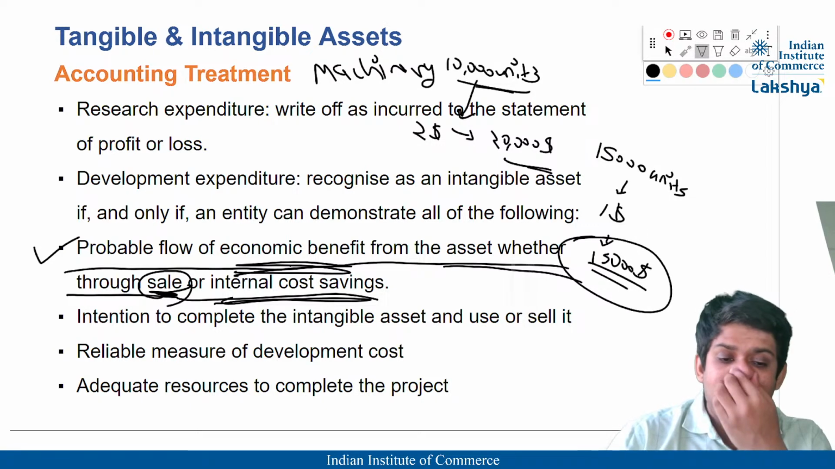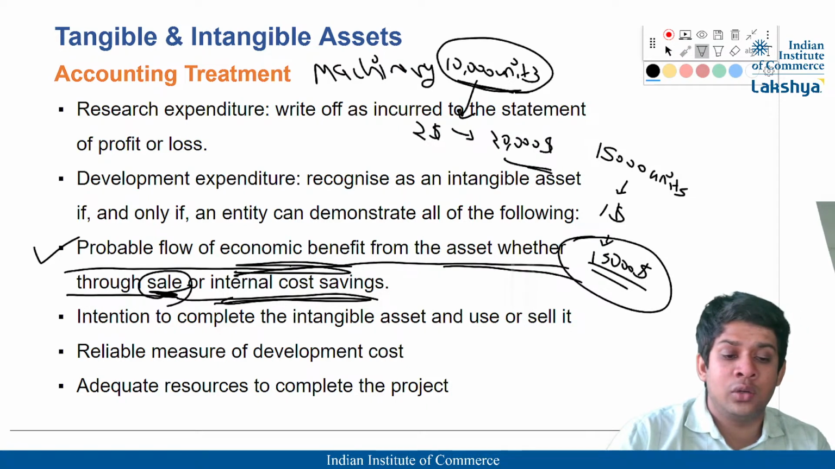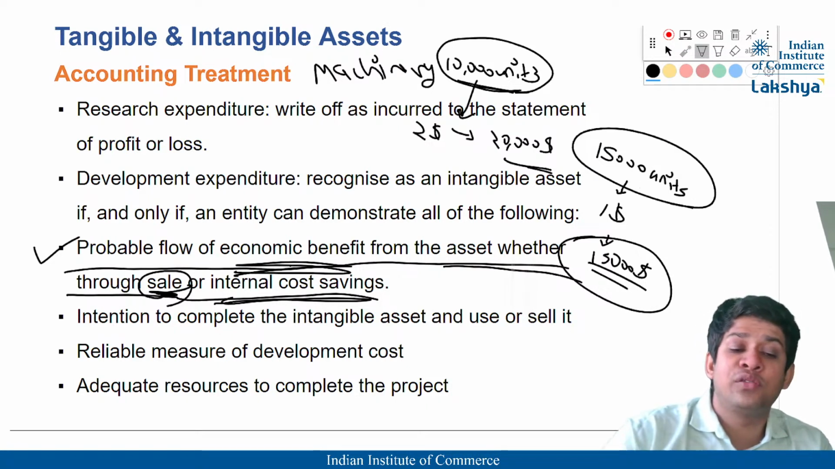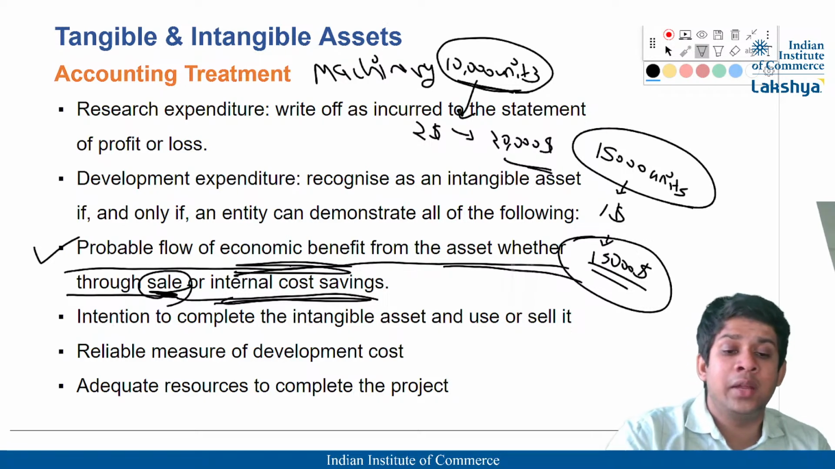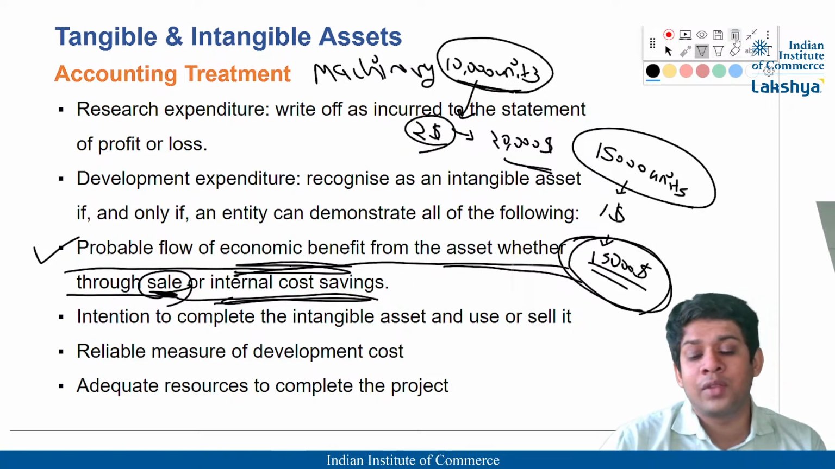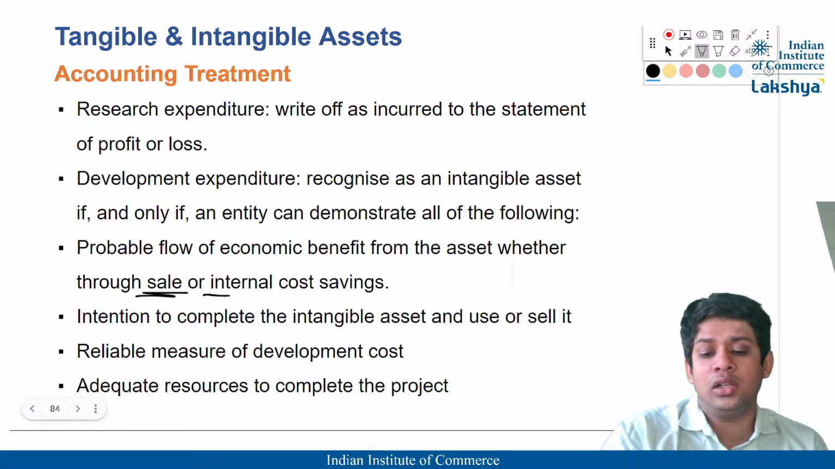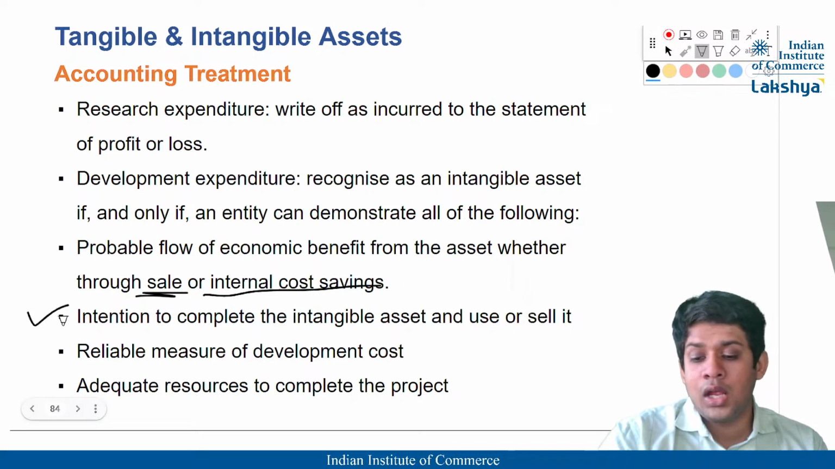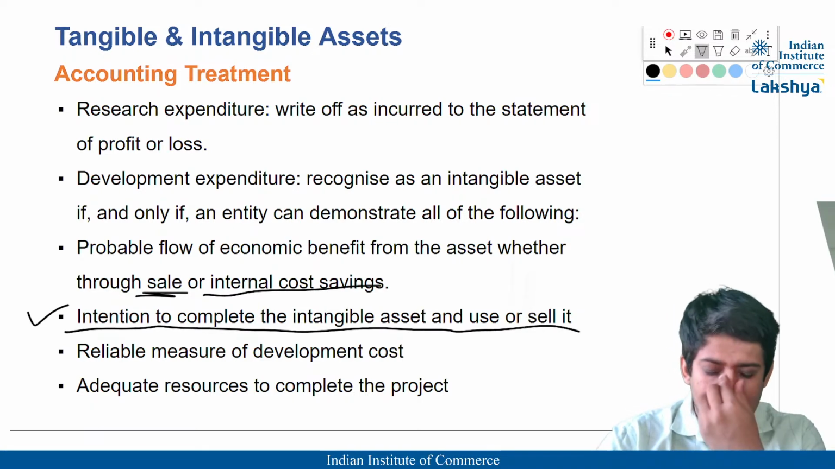So this is an internal cost saving, right? If I have a very good demand for my products, under the old machinery I was only able to produce 10,000 units, but here I will be able to produce 15,000 units. That means I'll be able to sell more, right? And secondly, the cost of each product is only $1. Initially, it was $2. So that is also a cost saving for me, right? So then you can say that future economic benefits can be either in the form of sale or through internal cost savings.